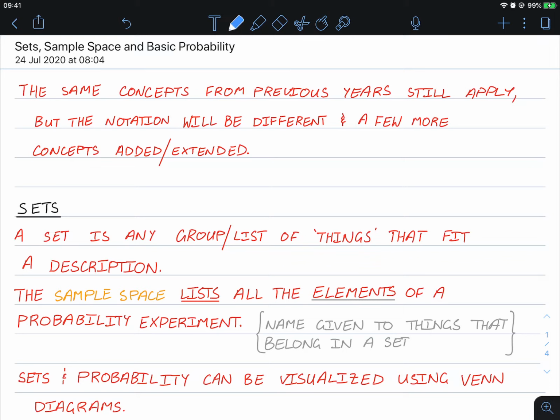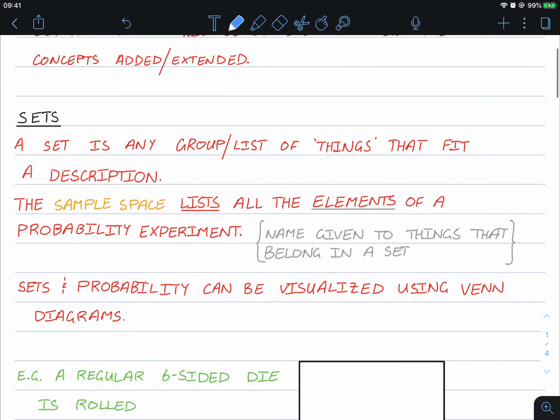Hello class, this is a video tutorial on sets, sample space, and basic probability. The same concepts from previous years still apply, but the notation will be different and a few more concepts will be added or extended. Let's begin.